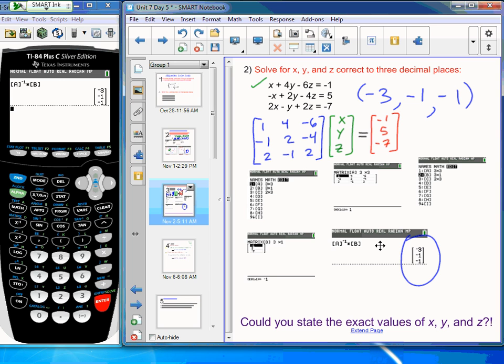Opposite of negative 3 is 3, minus 2 is 1, plus 4 is 5. And 2 times negative 3 is negative 6, plus a positive 1 is negative 5, minus 2 is negative 7. So it satisfies all three equations.